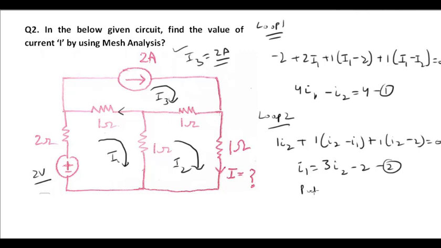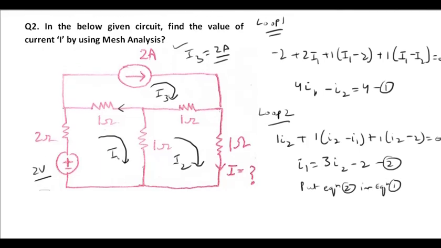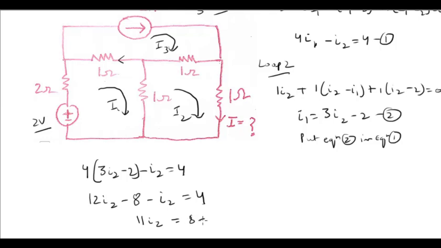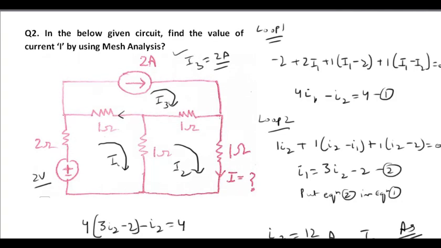Now I am putting equation 2 in equation 1. On putting equation 2 in equation 1, 4 I1 is equal to 4(3I2 minus 2) minus I2 is equal to 4. Now 4 3s are 12 I2 minus 4 2s are 8 minus I2 is equal to 4. This will be 11 I2, which is equal to 8 plus 4 equal to 12. I2 will be equal to 12 upon 11 ampere, which is equal to the current I. Therefore, I is equal to 12 upon 11 ampere, answer. This is how we can calculate the value of current I with the help of mesh analysis.